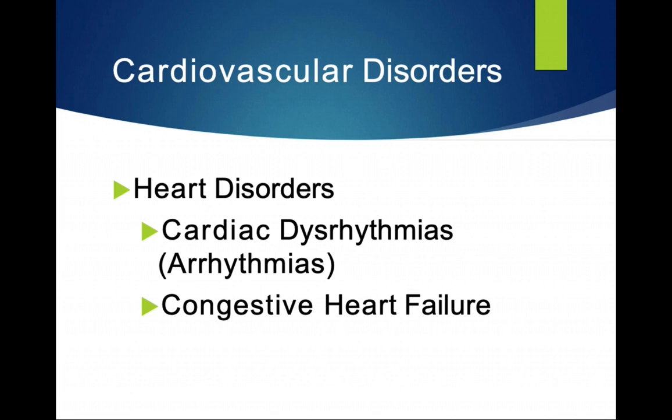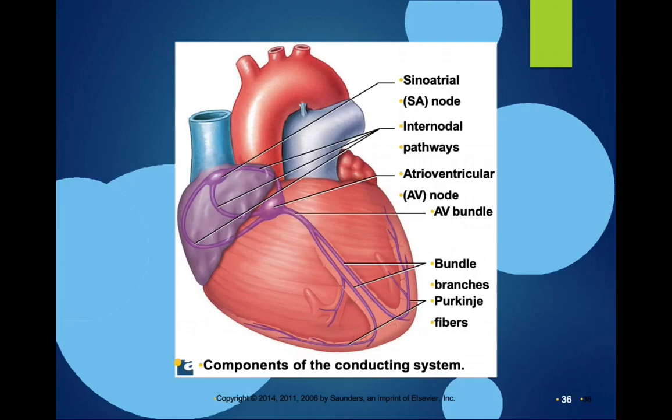Let's look at cardiac arrhythmias or dysrhythmias and congestive heart failure. So let's just do a brief review of some of the basic anatomy of the heart. Here is the right atrium, right ventricle, left atrium, left ventricle. Here's the aortic arch. Here's the pulmonary trunk. Here's the superior vena cava.